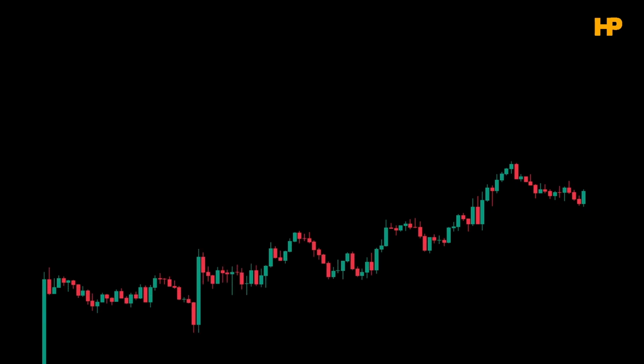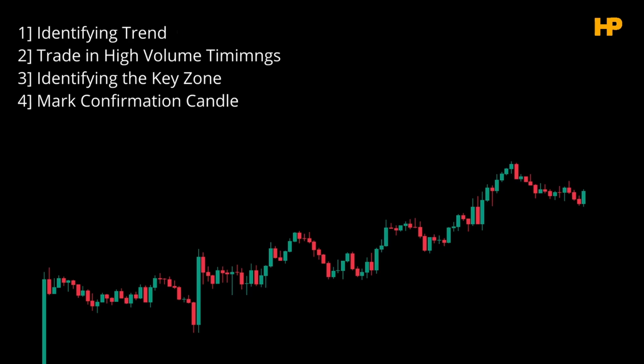Here is our chart. This is a reversal entry in an uptrend. Price is forming higher highs and higher lows, so it is an uptrend. Our first rule, identifying the trend, is satisfied.